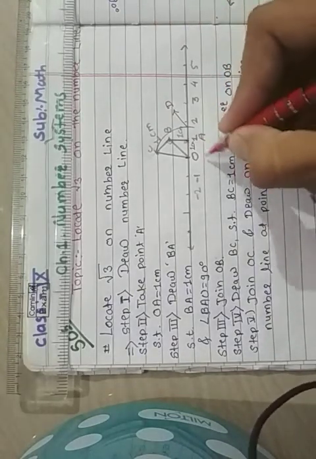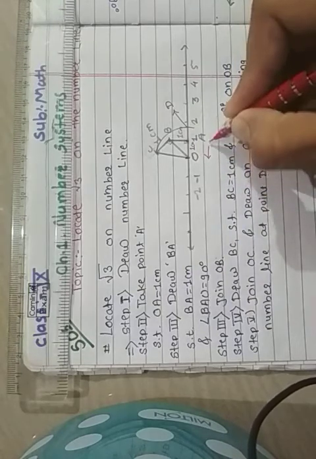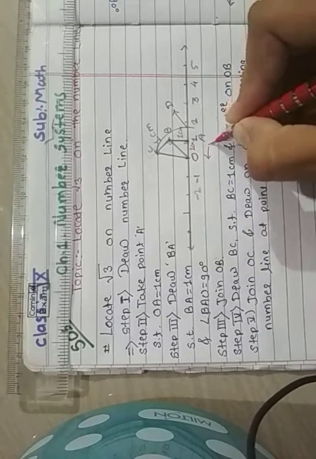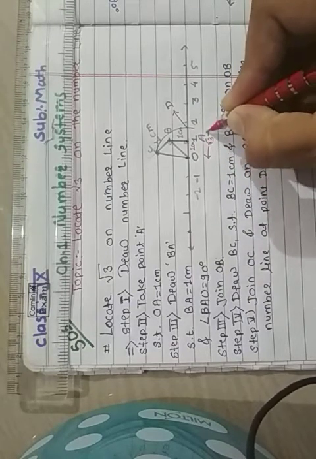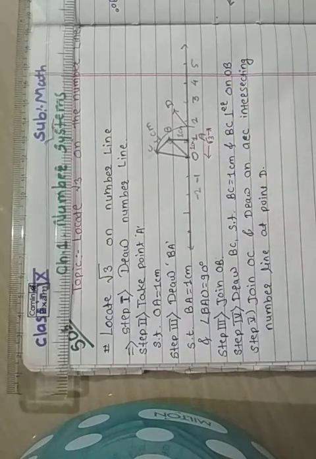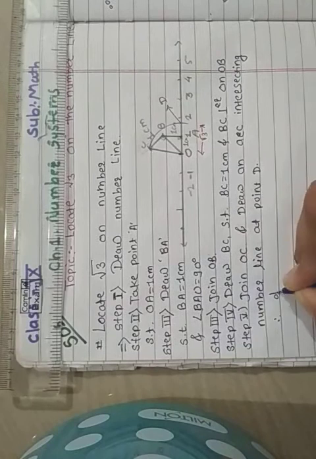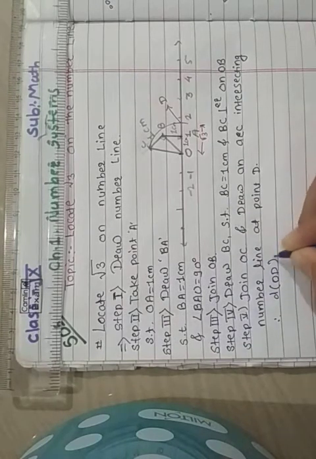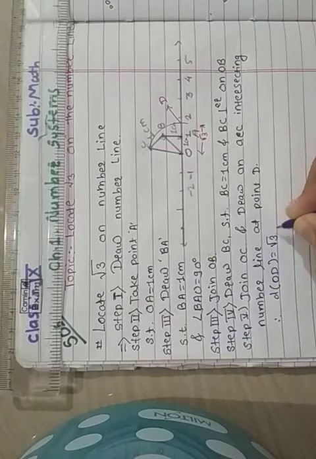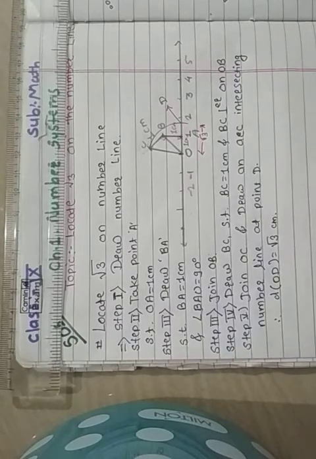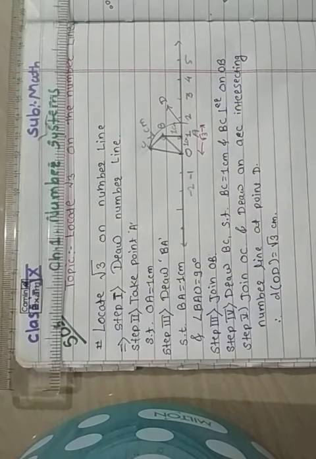And this distance OD is root 3. And finally, therefore, distance OD equals root 3 centimeter. Understood? But how does it come to root 3? Okay, the small explanation I am going to write here.